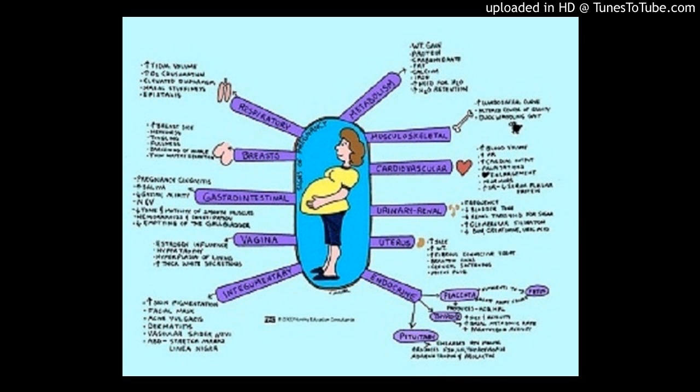Hager's sign. Does it say cervical softening too? It's softening of the lower uterine segment of the uterus, not the cervix. I didn't write that right on there. Hager's sign is when the lower segment of the uterus becomes softer, and that is also felt by a doctor.